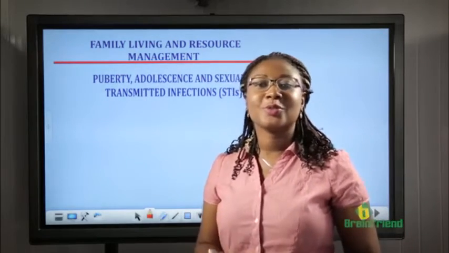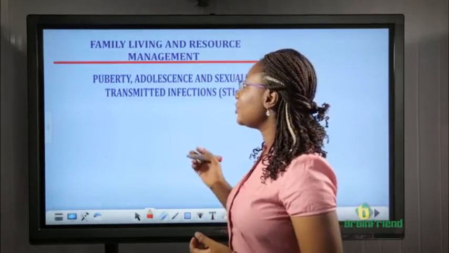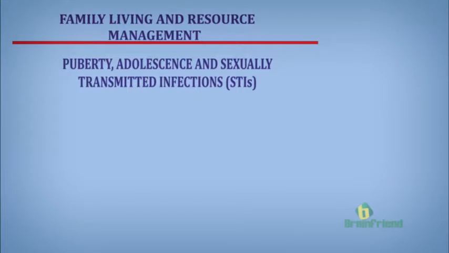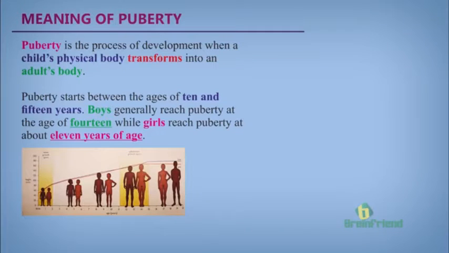My name is Susan Jumbo, and today we'll be looking at the theme Family Living and Resource Management, and our topic is puberty, adolescence, and sexually transmitted infections. At about 10 to 15 years, you begin to experience some changes in your body. These changes are signs of puberty.